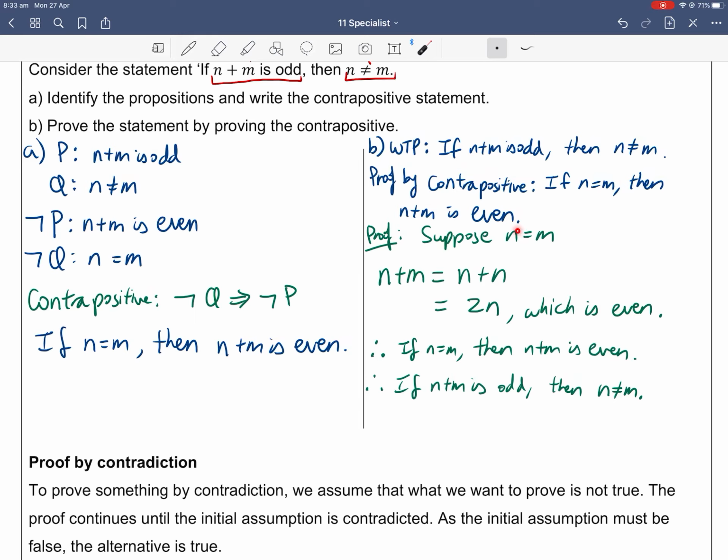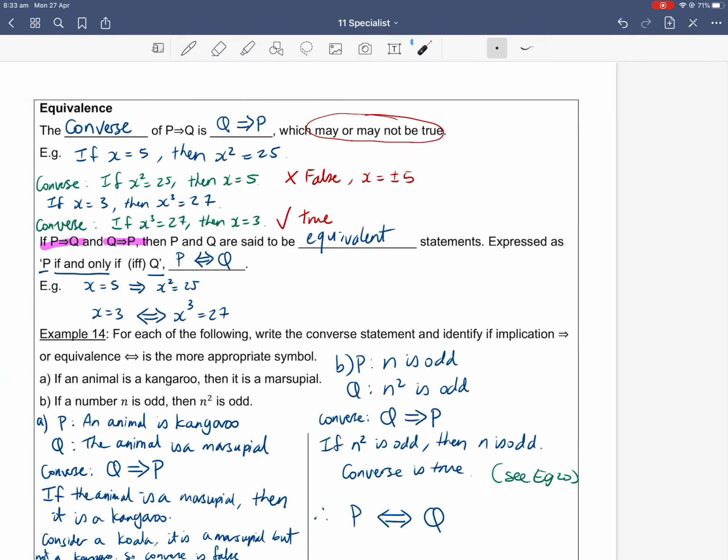You finish off with, therefore, we have shown that if n equals m, then n plus m is even, which means that because of contrapositive statements, we have shown the original statement, if P then Q, holds true. And you finish off by writing down what you have proved.